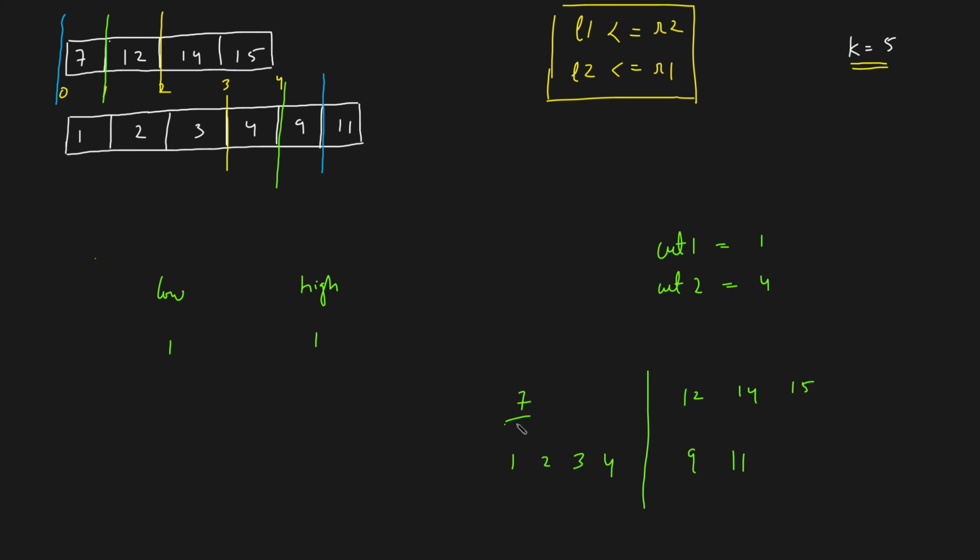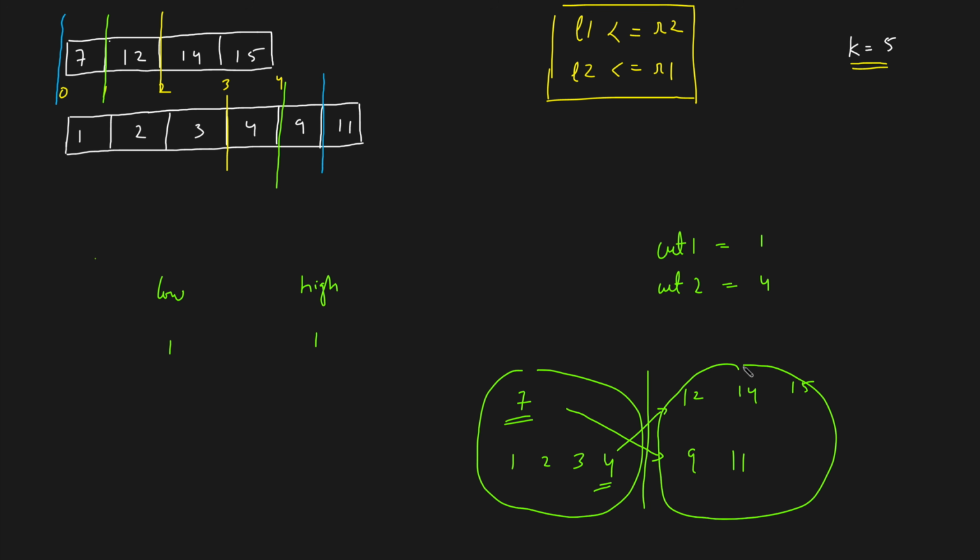So can I say this 7 is smaller than this 9? This 4 is smaller than this 12, which means this entire half is smaller than this entire half. Hence, the validity condition is proved. Hence, I can say that this is a valid left half. And if this is a valid left half, which will be my kth largest or kth element? Either 7 or 4, which is the maximum 7. So I can say kth element over here will be 7, which will be my answer.